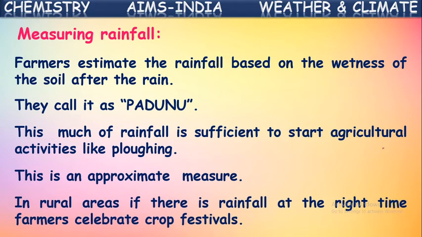If this rainfall occurs at the right time, in rural areas the people or farmers celebrate crop festivals, isn't it? I think we might have observed this in the villages. If this rainfall occurs at the right time, which helps the farmers in cultivation, then they will celebrate, so that they can start their works and start the cultivation on the fields, isn't it? Yes.